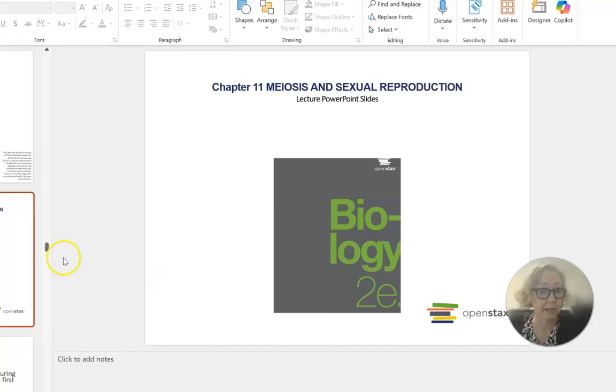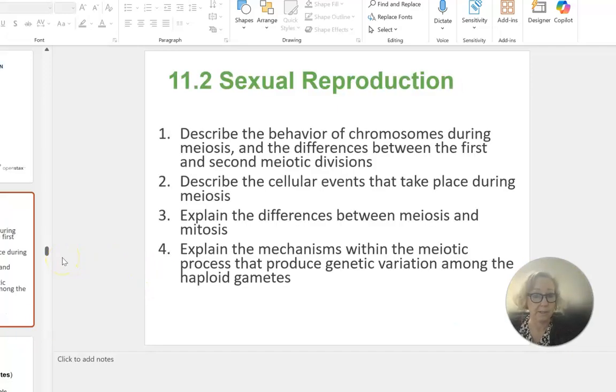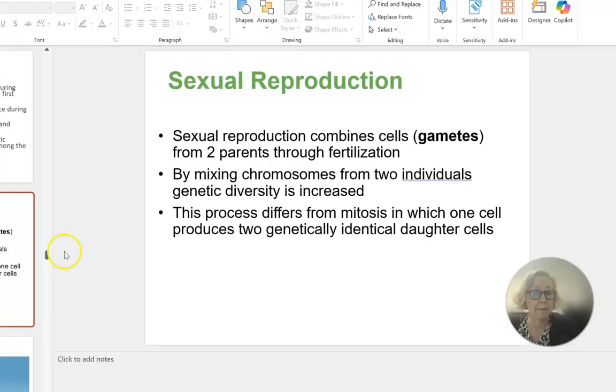Okay, chapter 11, meiosis. We're going to talk about chromosomes during meiosis, the events that take place, and explain the difference between meiosis and mitosis. Meiosis produces gametes, which are your egg and your sperm, and this is what creates genetic diversity.